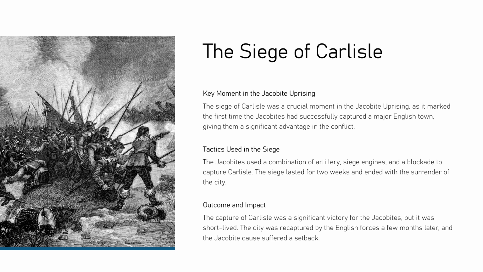Tactics used in the siege. The Jacobites used a combination of artillery, siege engines, and a blockade to capture Carlisle. The siege lasted for 2 weeks and ended with the surrender of the city. Outcome and impact. The capture of Carlisle was a significant victory for the Jacobites, but it was short-lived. The city was recaptured by the English forces a few months later, and the Jacobite cause suffered a setback.